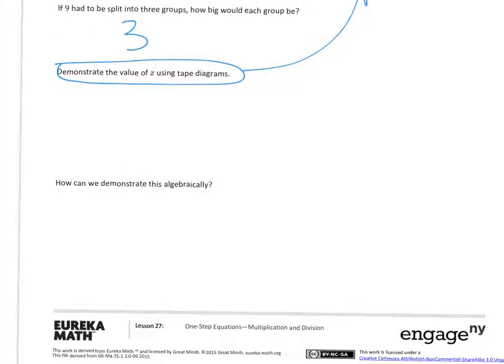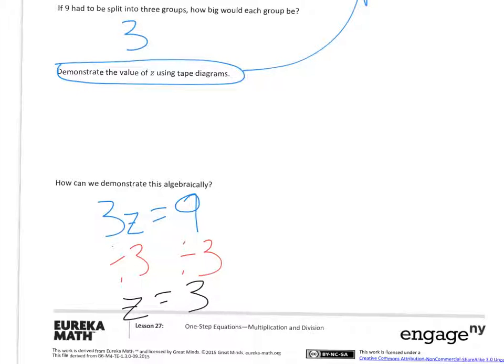So how can we solve this algebraically like we were doing yesterday? So let's rewrite it. 3z equals 9. Well, 3z, as you guys know, means 3 times z. So what's the opposite of multiplication? Division. So we're going to divide by 3 and divide by 3. And then we end up with z equals 3. Awesome.